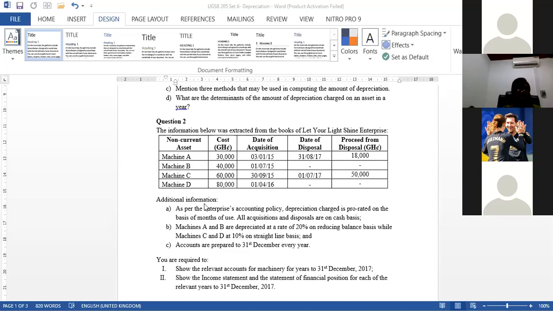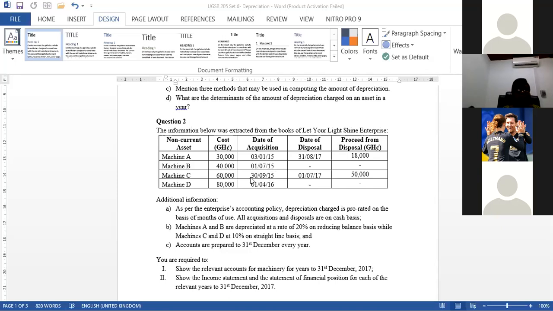So let's look at the additional information. As per the enterprise accounting policy, depreciation charged is prorated on the basis of month of use. This is telling you a story. Look at when machine B was bought.